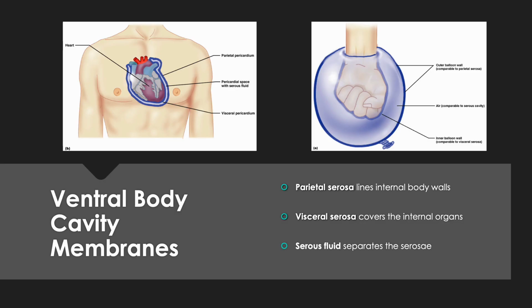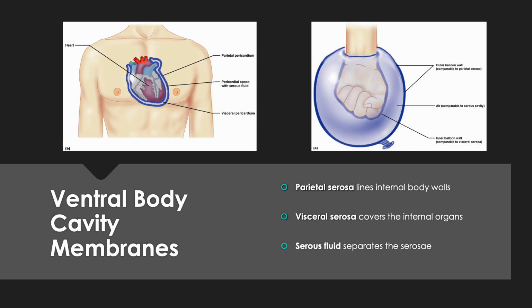So in addition to the body cavities, there are also membranes that line these cavities. So we have a parietal serosa, which lines the internal body walls. So if you think of the inside of like your muscles and stuff, that would be lined with parietal serosa, like the inside of your abdominal muscles. Then there's visceral serosa. This goes over top of your organs.